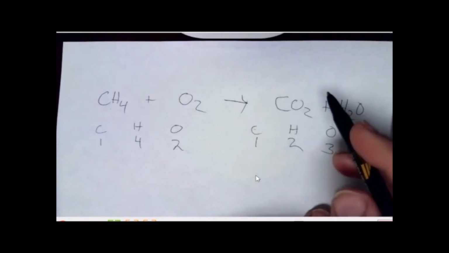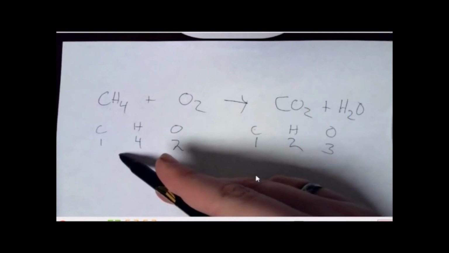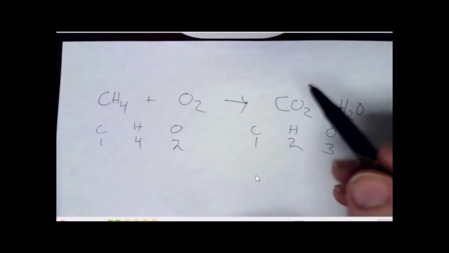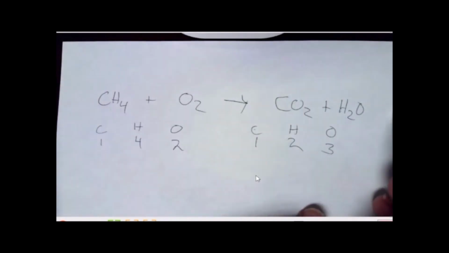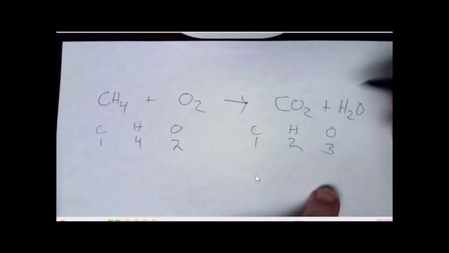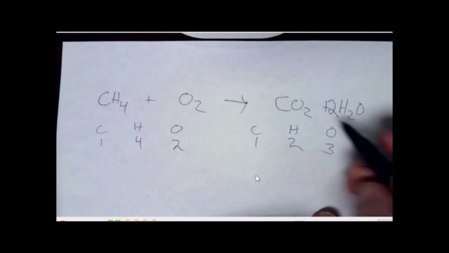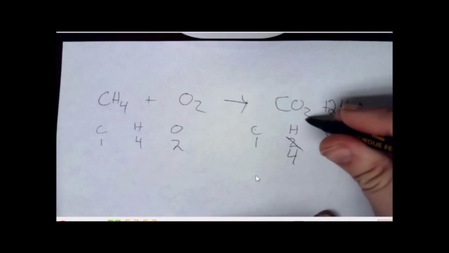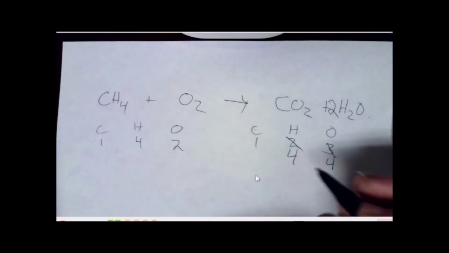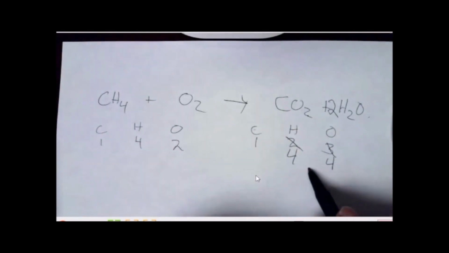The first thing I'm going to do is look at the carbon. 1 carbon, 1 carbon. It is balanced. Next, I go to the hydrogen. 4 hydrogen, 2 hydrogen. So I have to add a coefficient of 2 to that. What that means is that the 2 is going to be applied to that. So that becomes 4, 2 plus 2 is 4. Now hydrogen is balanced.